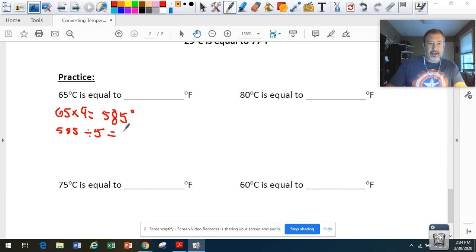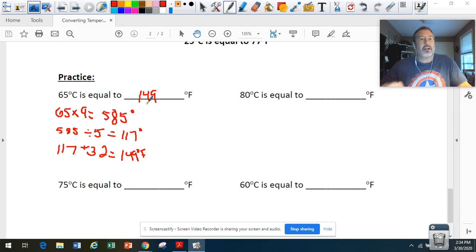And if we divide that by 5, that gives us 117 degrees. And then the final thing to do is add 32 degrees to it. So 117 plus 32 is going to equal 149 degrees Fahrenheit. So our answer is 149 degrees Fahrenheit. So 65 degrees Celsius is equal to 149 degrees Fahrenheit. That's pretty hot.